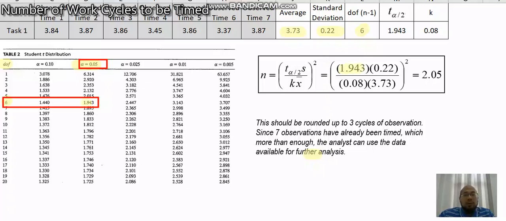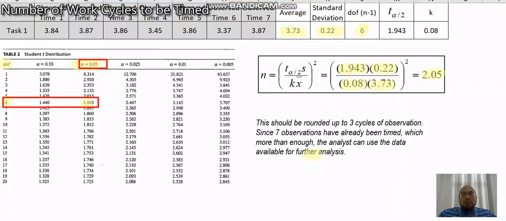Okay, so 1.943, and then the acceptable error is 8%, so 0.08. So we plug in all these values: the standard deviation 0.22, the average 3.73, the value that we get from the t distribution table, 1.943, and the acceptable error K of 0.08. From this, we get the number of cycles that should be timed as 2.05.